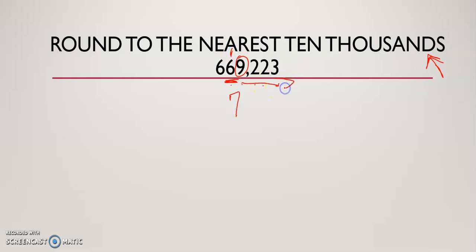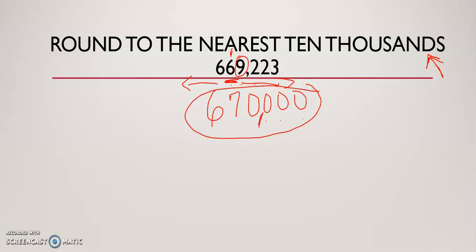Everything behind the target, or my underlined digit, turns to 0. I have 1, 2, 3, 4 numbers behind, so I need 4 zeros. Everything in front of the target stays the same. I only have 1 digit in front of my target, so I bring it down. Count 1, 2, 3, comma, 670,000.